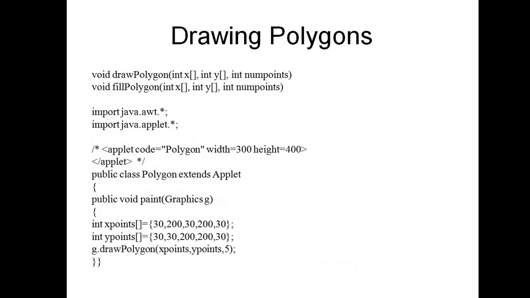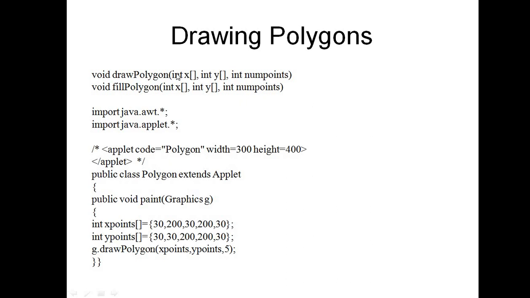Then drawing polygons. Draw polygon and fill polygon, these are the two methods we have. Here we consider polygons as arrays of values. So we need to specify multiple points. X points and y points are there. Suppose we specify 5 x points, we must specify 5 y points. So draw polygon takes an x array reference, a y array reference, and the number of points. We need to specify the number of points.